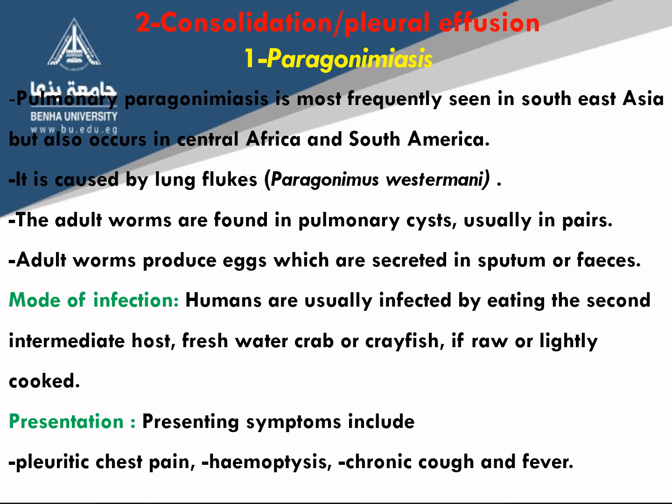1. Paragonimiasis. Pulmonary paragonimiasis is most frequently seen in Southeast Asia but also occurs in Central Africa and South America. It's caused by the lung fluke Paragonimus westermani. The adult worms are found in pulmonary cysts, usually in pairs. Adult worms produce eggs which are secreted in sputum or feces. Mode of infection: humans are usually infected by eating the second intermediate host, freshwater crab or crayfish, raw or lightly cooked. Presentation: presenting symptoms include pleuritic chest pain, hemoptysis, chronic cough, and fever.